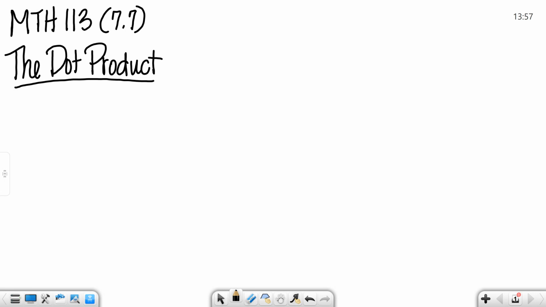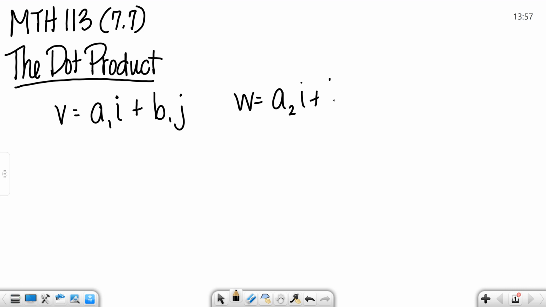Math 113, lesson 7.7 covers the dot product. So we've been working with our vectors. So let's start with two vectors. I'm going to call this vector V, A1 i plus B1 j. And then I'm going to call vector W, A2 i plus B2 j, just so we can distinguish between the A and B.